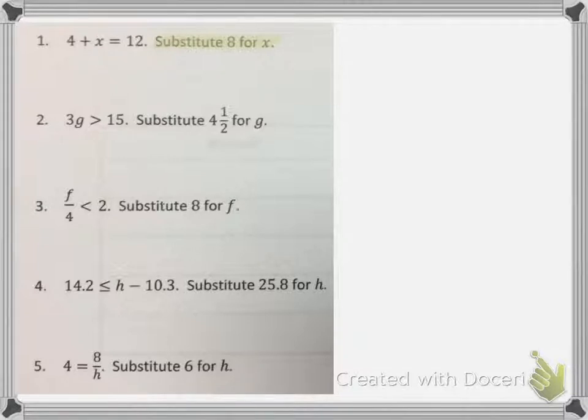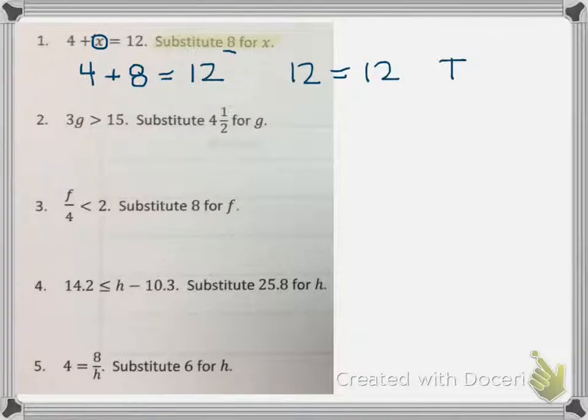And when I substitute, remember, I write exactly what's here, but when I reach a variable, x, such as this one, I'm going to substitute what I know x is. In this case, I know that x is 8. So this is 4 plus 8 equals 12. And now I have to say, is this true? Well, 4 plus 8 is 12. And 12 does equal 12, so yes, it's true.